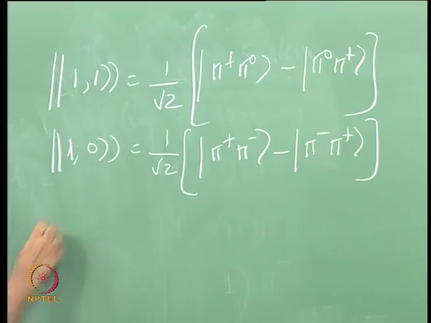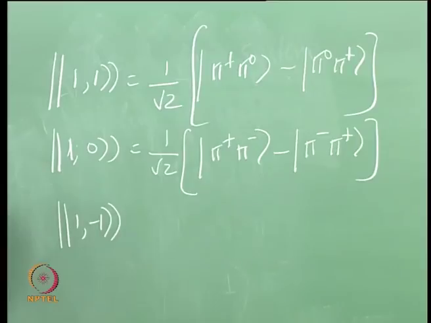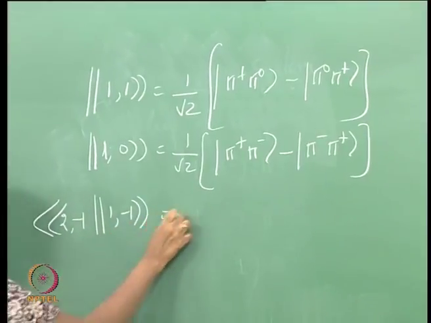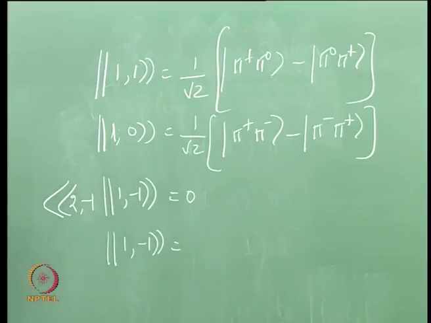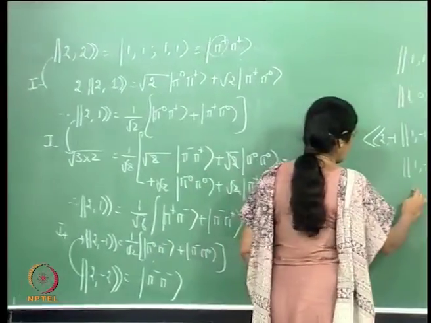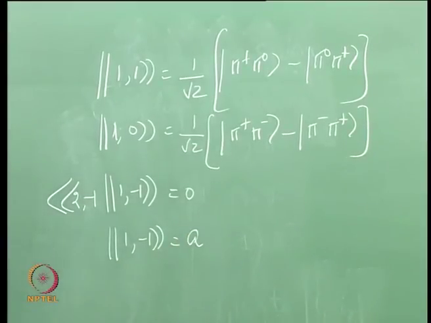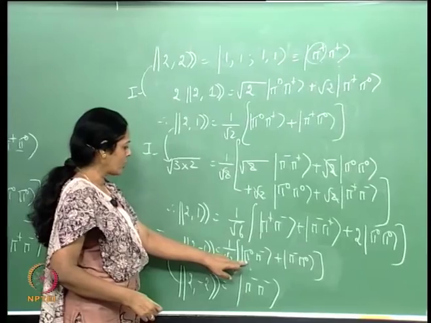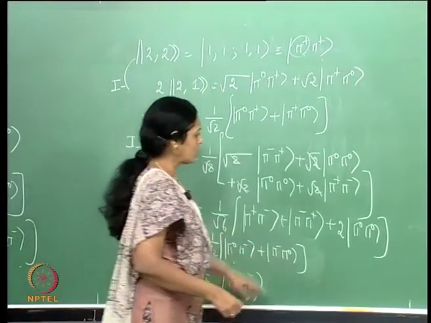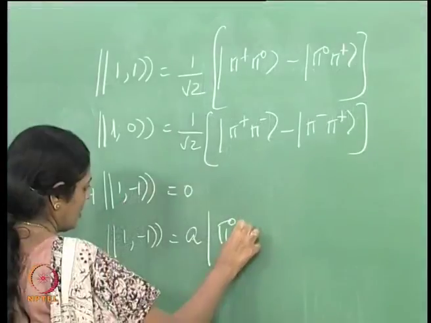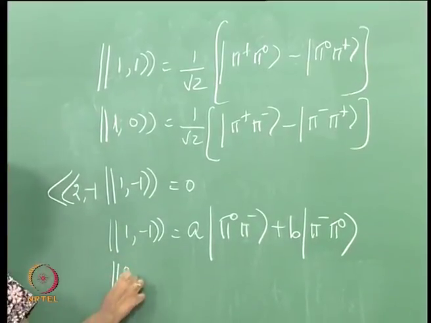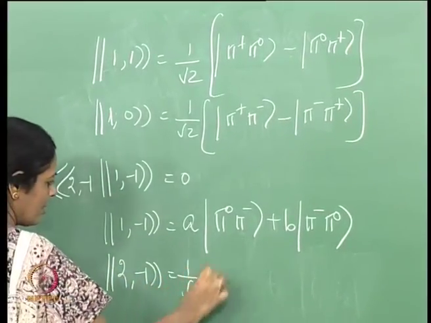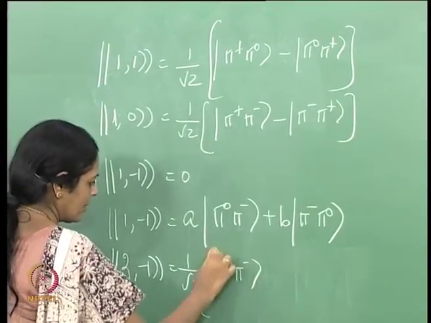I need to get 1, minus 1. I can use the fact that this is orthogonal to 2, minus 1, and I know 2, minus 1. So, 2, minus 1, well, 1, minus 1 is also expandable in terms of pi naught pi minus plus pi minus pi naught. And 2, minus 1 is the symmetric state 1 by root 2 pi naught pi minus plus pi minus pi naught.